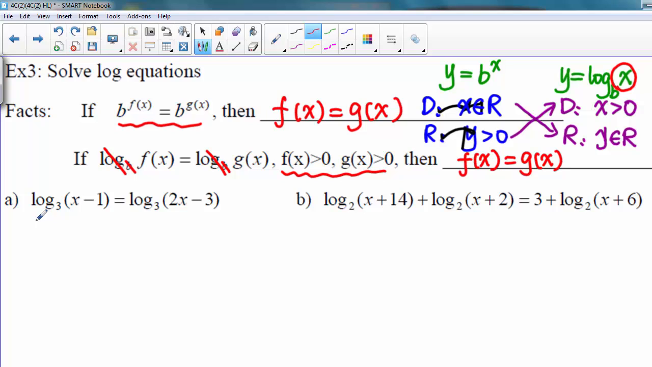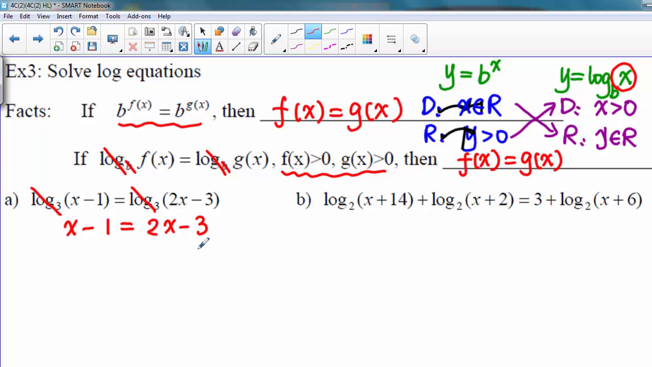Number 8. I have log base 3 of x minus 1 equals log base 3 of 2x minus 3. This log equation is so perfect already. I have one log on the left side, one log on the right side, and both of these two logs have the same base. So I can ignore the log symbol as well as its base. That means x minus 1 equals 2x minus 3.